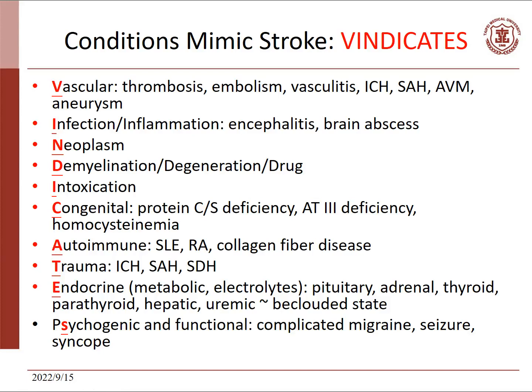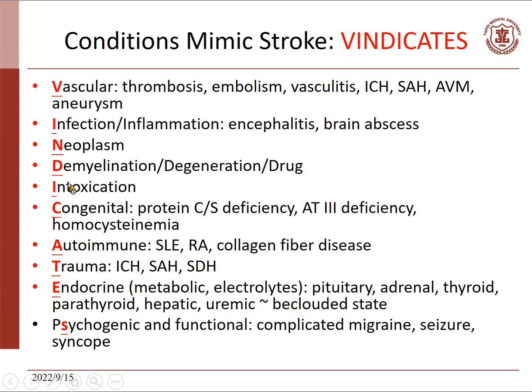Sometimes when we see a patient with a neurological deficit of acute onset, at first we should be aware of a stroke, but sometimes other conditions may mimic stroke. For example, a brain abscess can present with stroke symptoms such as motor weakness, but sometimes the patient may have fever, leukocytosis, or other infection signs. Neoplasm may also present like a stroke, although most neoplasms have subacute onset, with symptoms developing over several days to weeks.